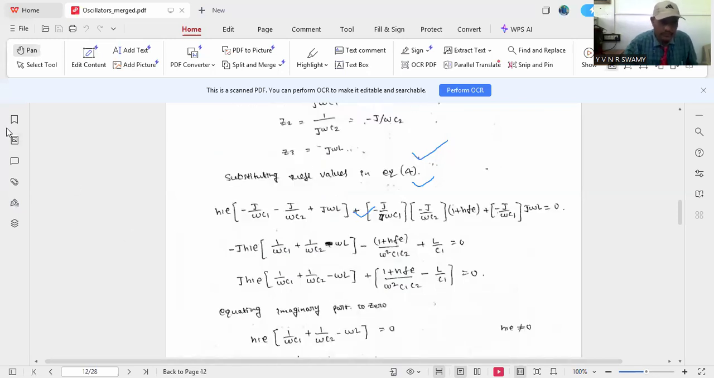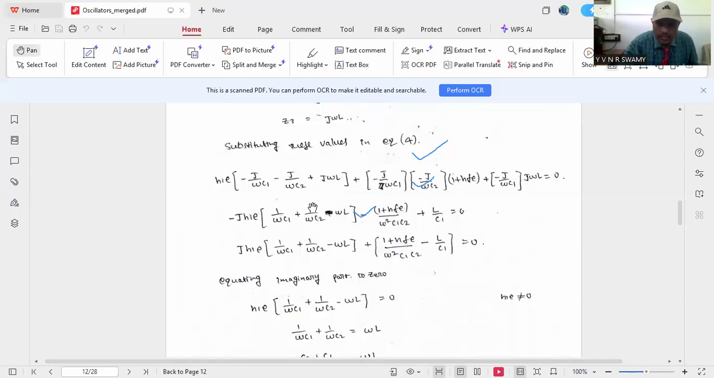Now simplify this. Taking minus j HIE common: minus j HIE (1 / (omega C1) + 1 / (omega C2) minus omega L) minus (1 + HFE) / (omega squared C1 C2) + L / C1 = 0. That is, j HIE (1 / (omega C1) + 1 / (omega C2) minus omega L) + (1 + HFE) / (omega squared C1 C2) minus L / C1 = 0.